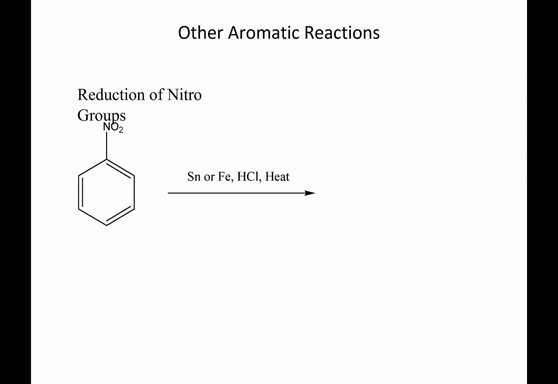I can't make a C triple bond N. I can't add an N group like NH2. I don't know how to add an OH group. So we need to talk about those reactions that we can use to make at least all the groups that are on the chart. The first step is to realize that if we place a nitro group on the ring, we can reduce that nitro group using either iron or tin, HCl, and heat.